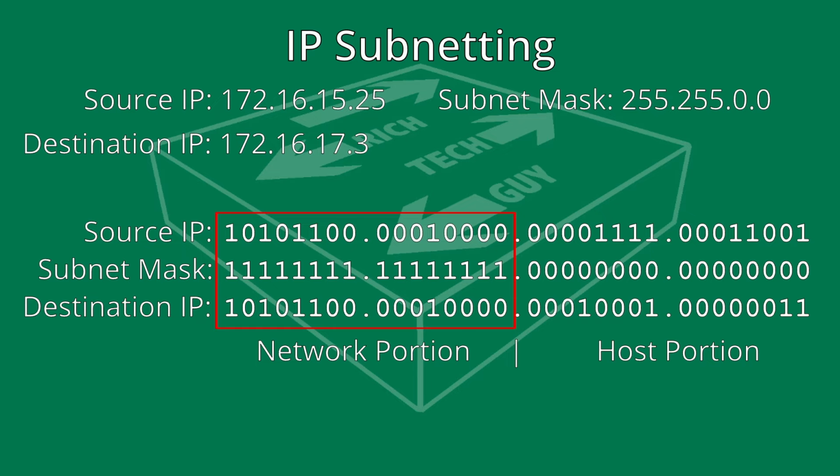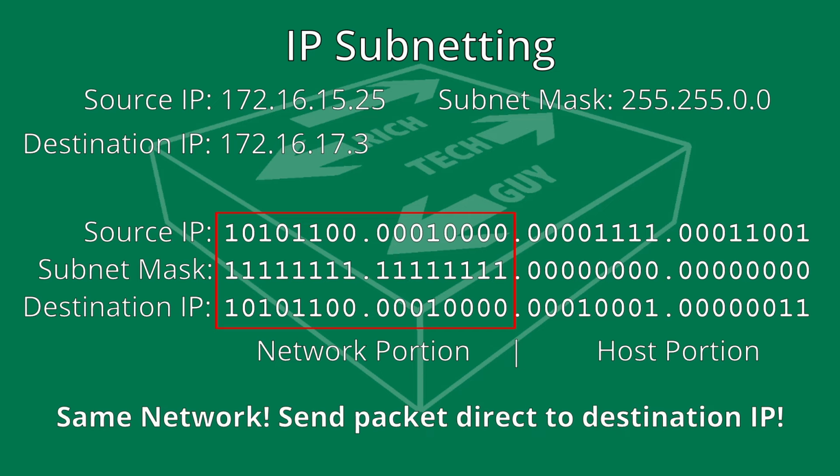Now, as we can see with that 255.255.0.0 subnet mask, the network portion matches. The computer determines that the destination computer is on the same network, and because of this, the computer knows that it just needs to put the destination IP address on the packet and send it on its way. In reality, there are some other actions going on, things like an ARP request, but again, topic for another video.